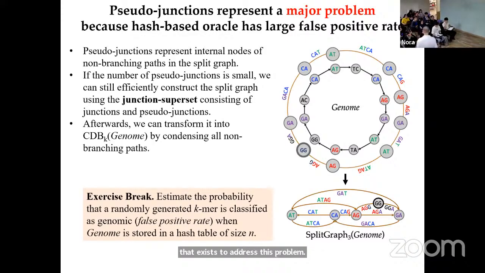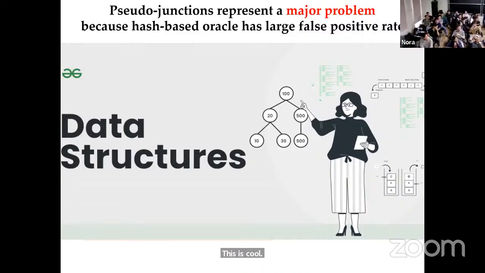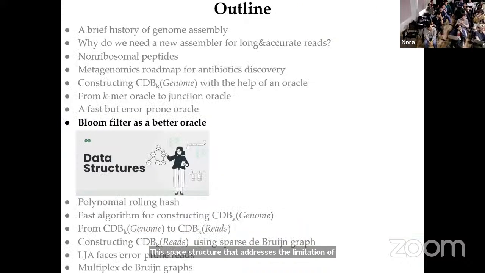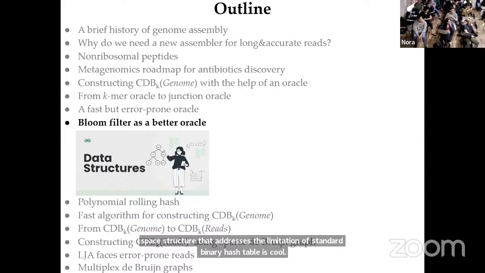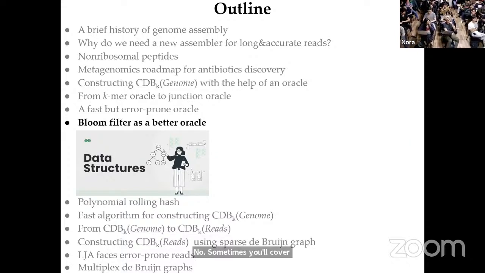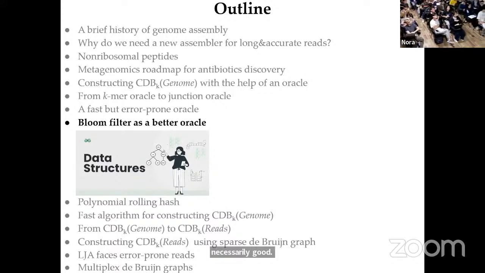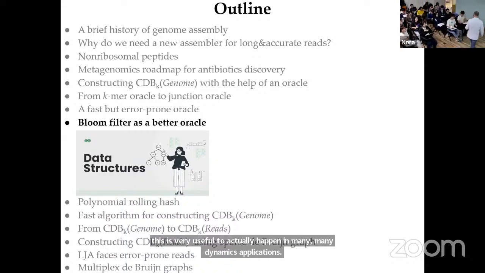In the data structure course, this data structure that addresses the limitation of the standard binary hash table is called the Bloom filter. Was it covered in your data structure course? No? Sometimes it's covered; at UCSD it is covered, in some other universities it's not necessarily. This is very useful and actually happens in many bioinformatics applications. So I will take the liberty to describe it, and it's extremely simple.